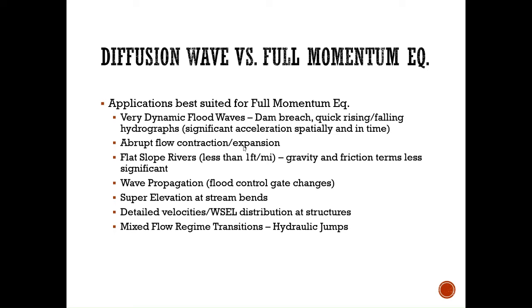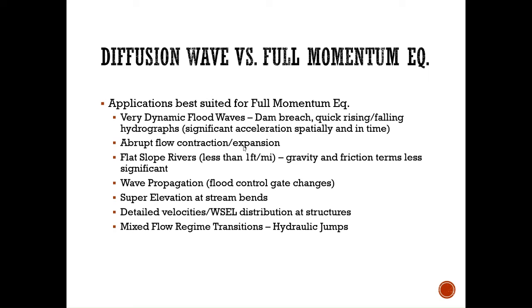This one might be a little bit counterintuitive, but when you have very flat sloped rivers, generally less than 1 foot for every mile, you're probably going to want to use the full momentum equation when you've got those really flat situations. And the reason being is that when you have a really flat sloped flow situation, your gravity and your friction terms are going to become very insignificant.